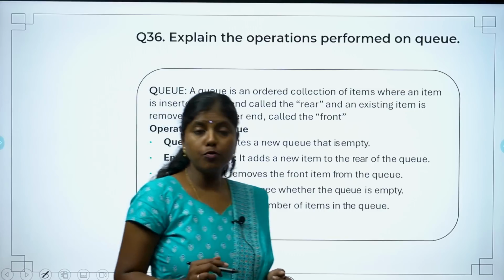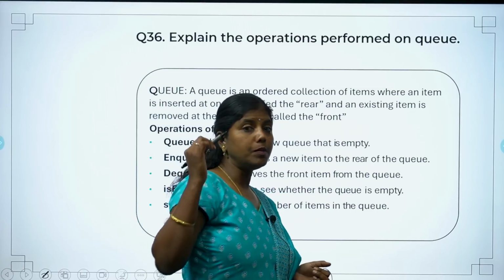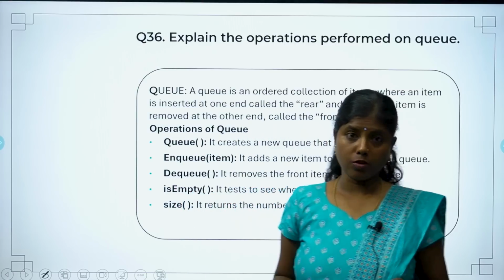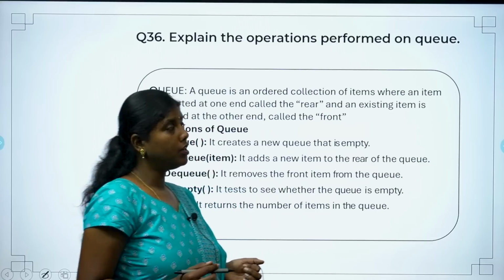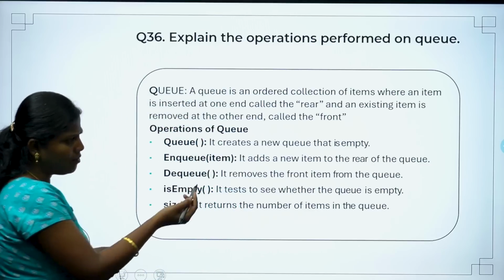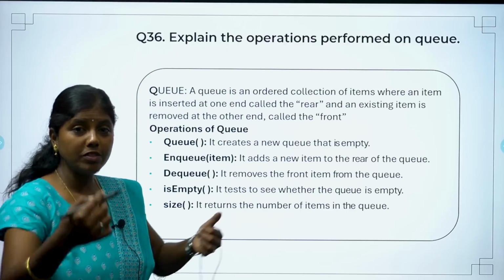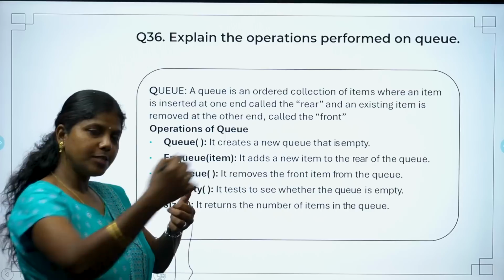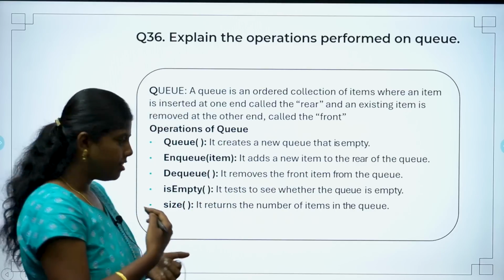Explain the operations performed on Q. What is Q? Q is basically a linear data structure that follows the principle called FIFO, first in, first out. What are the operations performed on Q? First, Q itself creates an empty queue. Insertion and deletion take place from 2 different ends. Insertion takes place from the rear end and deletion takes place from the front end, right?